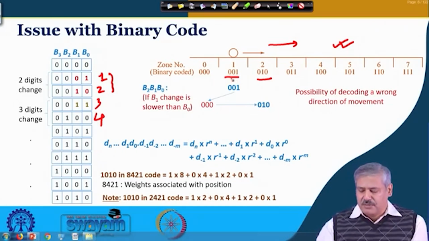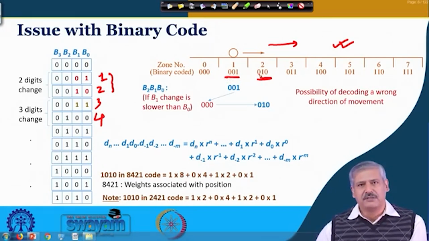Now, from 0 0 1 to 0 1 0, since these 2 digits are changing, it may happen because of various delay elements associated with the bit positions, the coding of the value and its transmission, that this 1 is changing while this 0 has not yet changed. So, this 1 is changing faster than the 0 that is supposed to change to 1. They are not exactly changing at the same time.